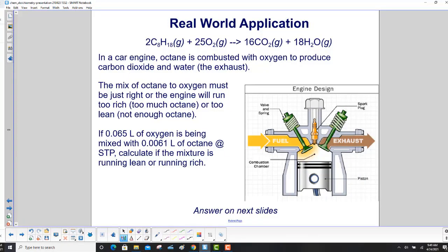In a car engine, octane, C8H18, is combined with oxygen to produce carbon dioxide and water, which is then exhausted out the tailpipe. The mix of octane to oxygen must be just right, or the engine will run too rich, too much octane, or too lean, not enough octane. If 0.065 liters of oxygen is being mixed with 0.0061 liters of octane at STP, calculate if the mixture is running lean or running rich.